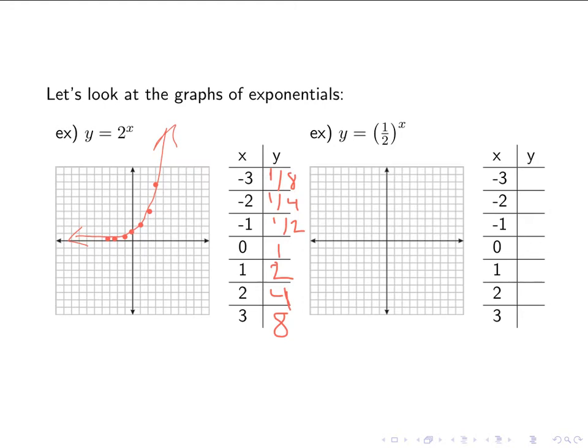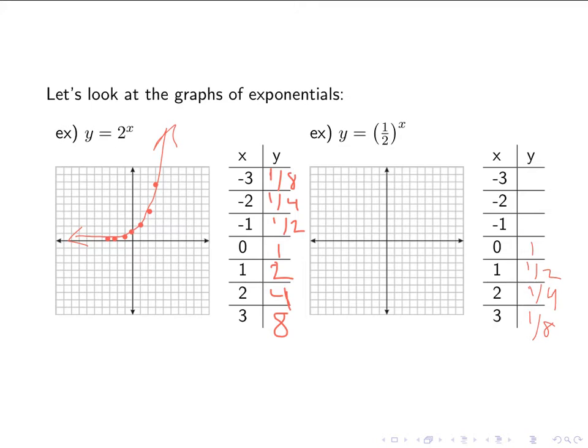Now we're going to go over and look at y equals 1/2 to the x, and again we're going to compare and contrast the two. Again, we'll start with 0. Anything to the 0 is 1. 1/2 to the 1 is 1/2. 1/2 squared is 1/2 times 1/2, which is 1/4. And 1/2 cubed is 1 cubed over 2 cubed, so I get 1 over 8.